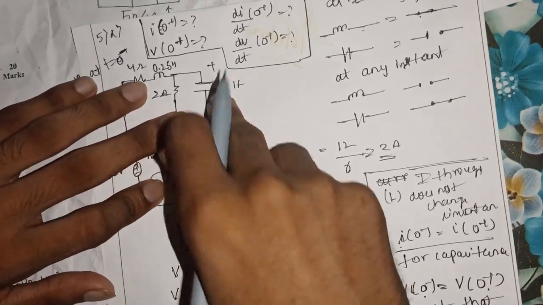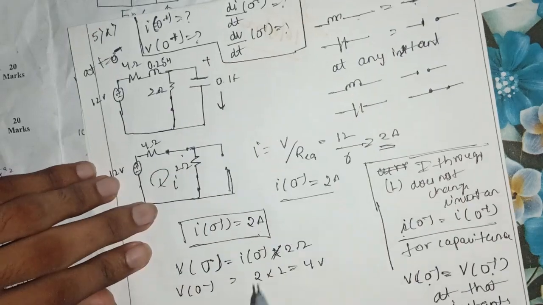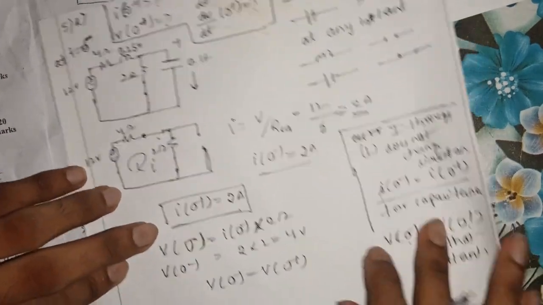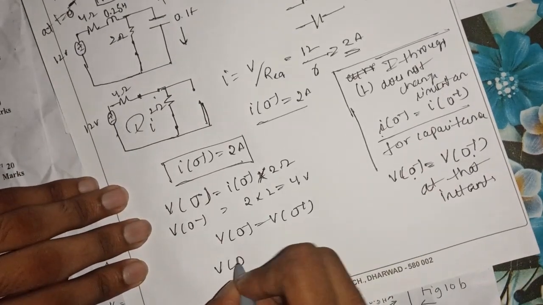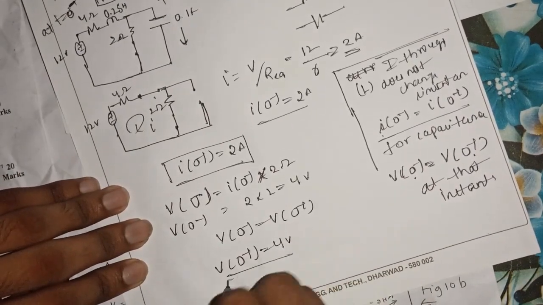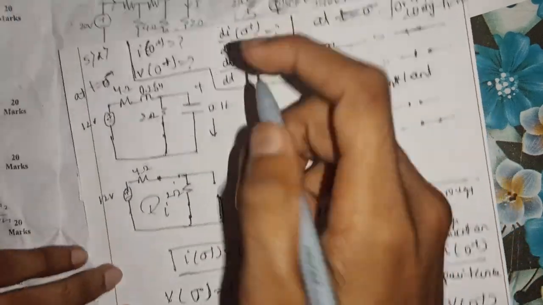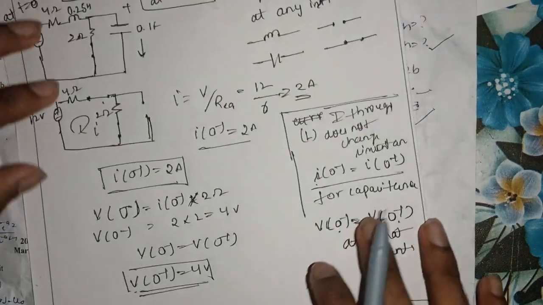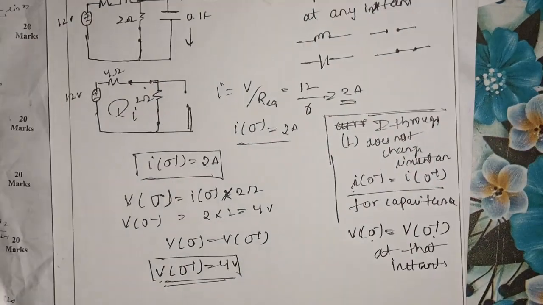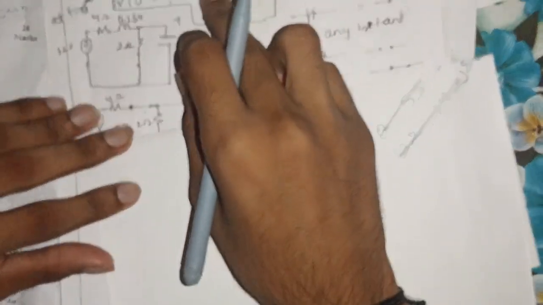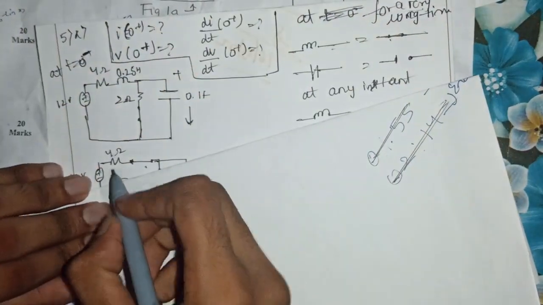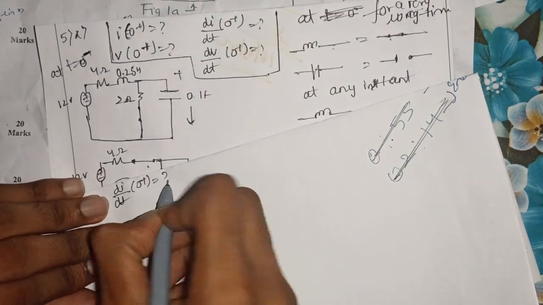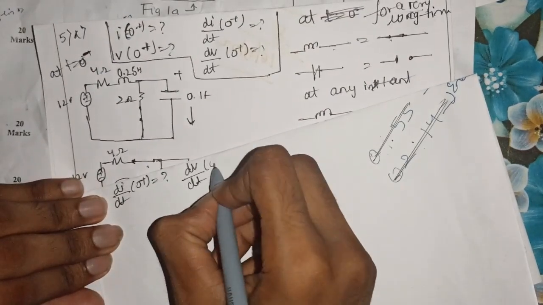Since you are calculating the voltage across the capacitance, it will be the same even after closing the switch, as we have discussed here. So yes, the voltage at 0 plus will also be equal to 4 volts. Next, we have to calculate the respective first derivatives, which are di by dt at 0 plus and dv by dt at 0 plus.